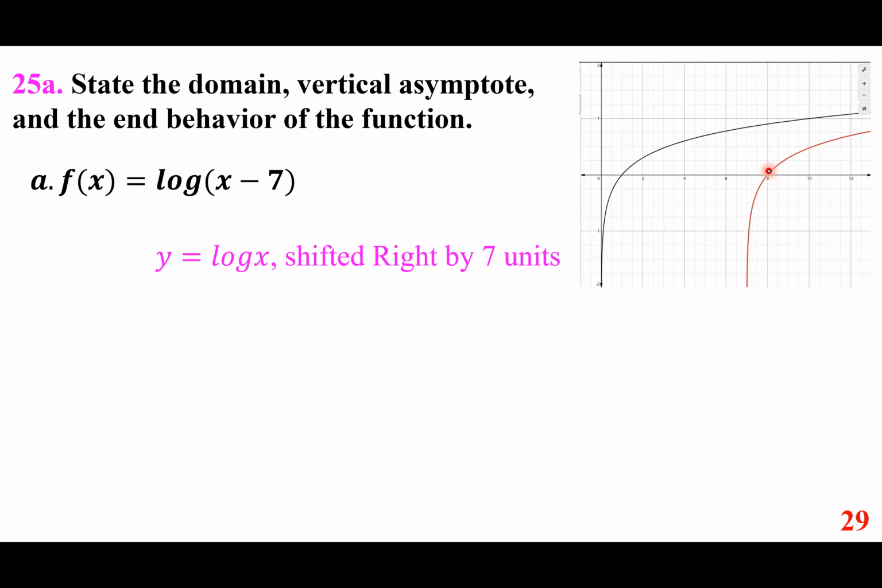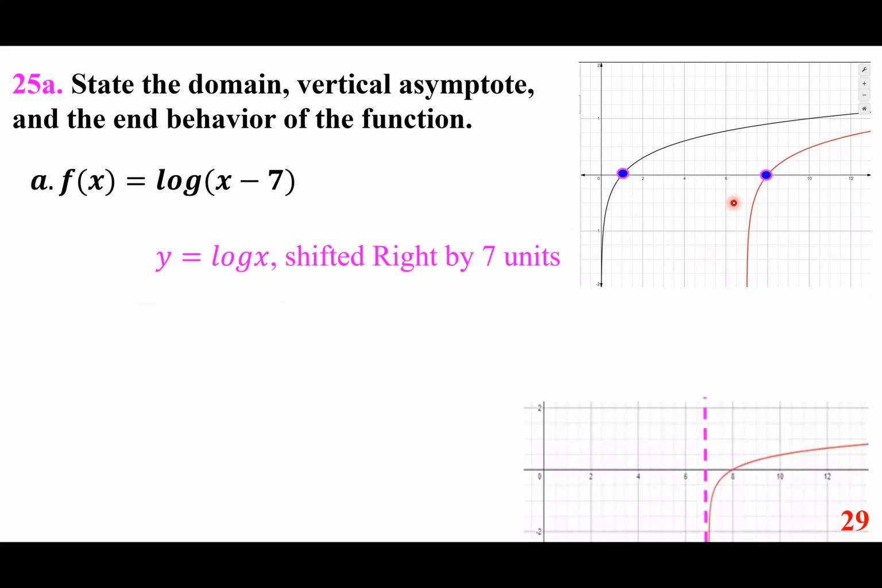And the domain is 7 to infinity for this one. For the original one it is 0 to infinity. I hope you remember that. For this it is 7 to infinity. The range is all real numbers and it's not changing. So we write this point has shifted to that point.